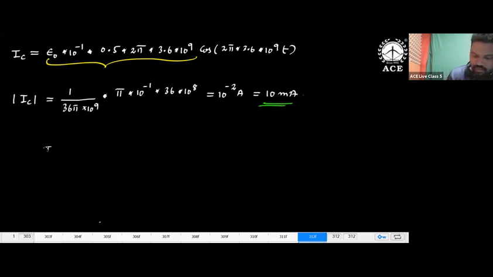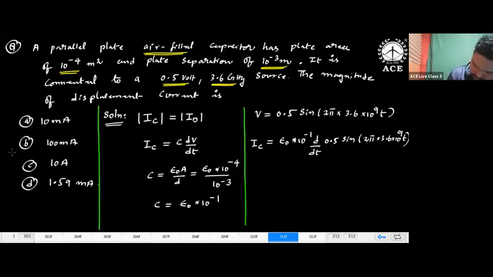So magnitude of the conduction current is equal to magnitude of the displacement current, which is 10 milliampere is the answer. So option A is the answer, beta.